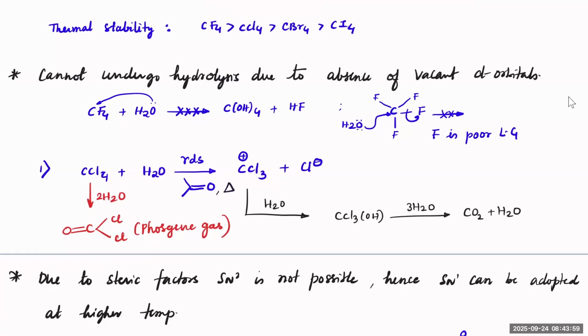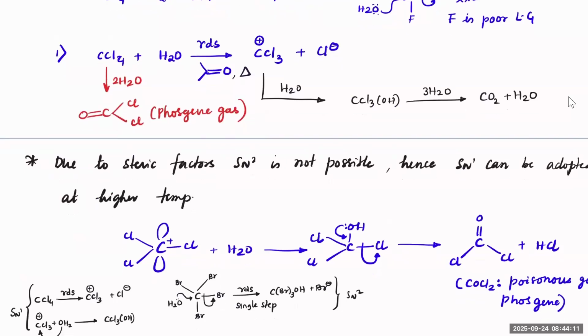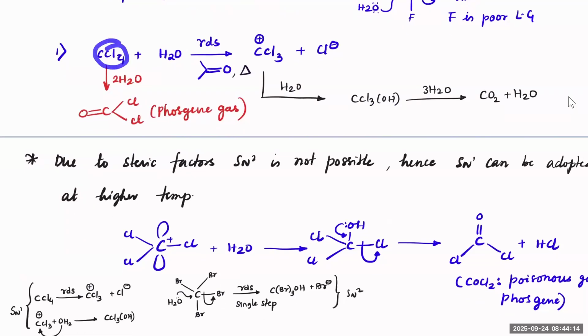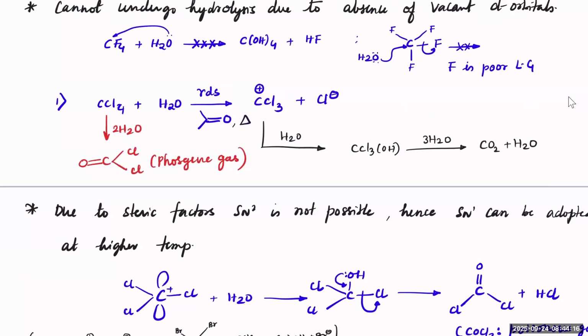The reason being, carbon does not hold any empty d orbital to accommodate. At the same time, fluorine is not a good leaving group, so the simultaneous attack and removal cannot be favored. But when it comes to chlorine, in CCl4 here, chlorine is a good leaving group. So when water attacks, automatically chlorine will leave. After two chlorines leave, you will get a gaseous form known as phosgene gas. So it will not go for further reaction, but it keeps going towards phosgene gas.